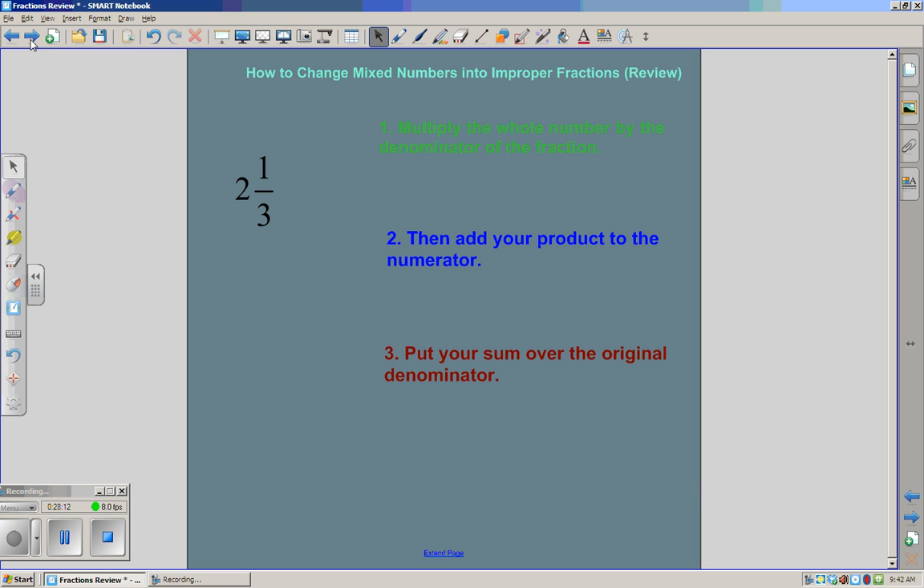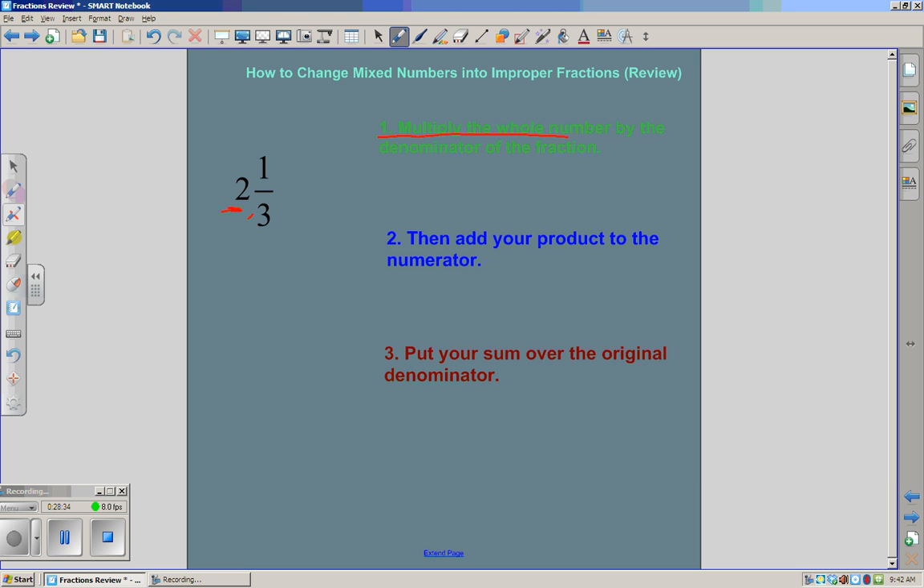Now, back to this slide. So we're going to get into the multiplication and division of mixed numbers. In order to multiply and divide mixed numbers, you have to put them into improper fractions. So here's how you put a mixed number into an improper fraction. First, you multiply the whole number, this is the whole number, times the denominator.